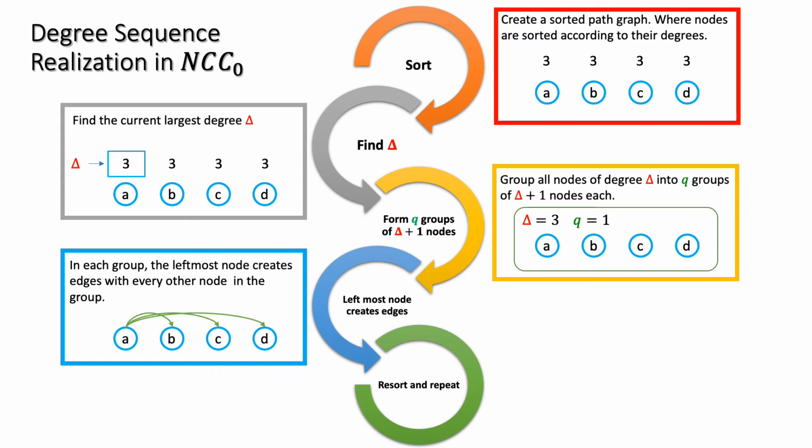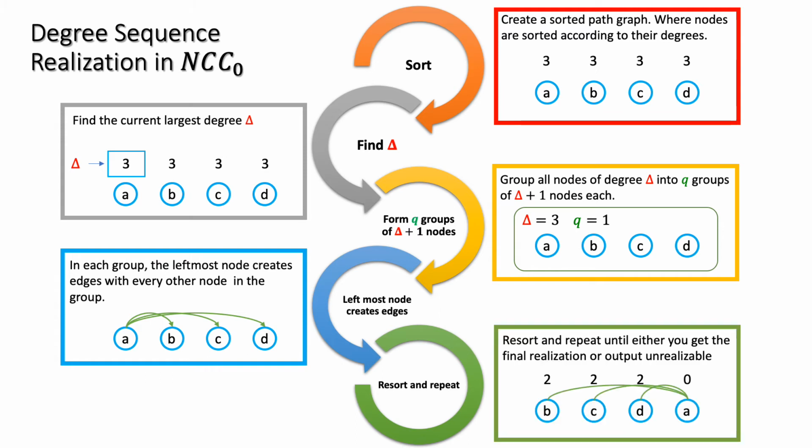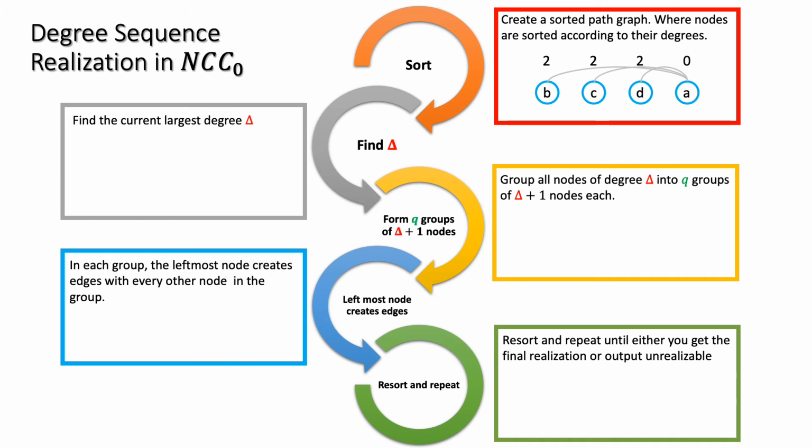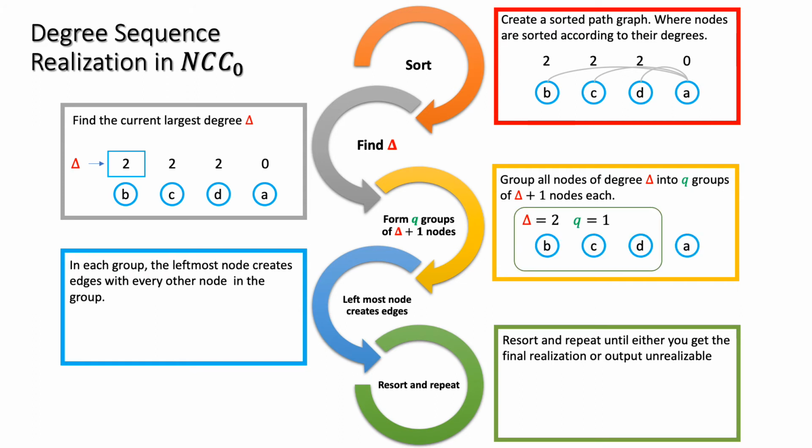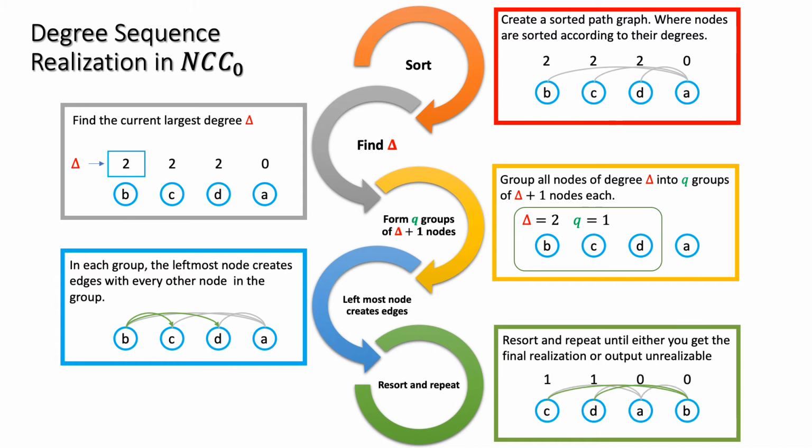If Q is larger than 1, we can use the multicast primitive to complete all Q broadcasts simultaneously in O(log n) rounds. We next resort the path graph and repeat the process. The newly sorted path graph consists of 3 nodes of degree 2. So now the largest degree is 2, and we have one group of 3 nodes of degree 2. So all we need to do is connect B with C and with D by sending the ID of B to C and D. Again, we resort and repeat the process.